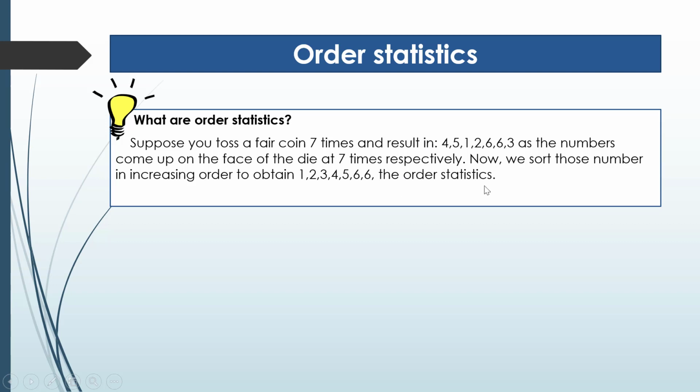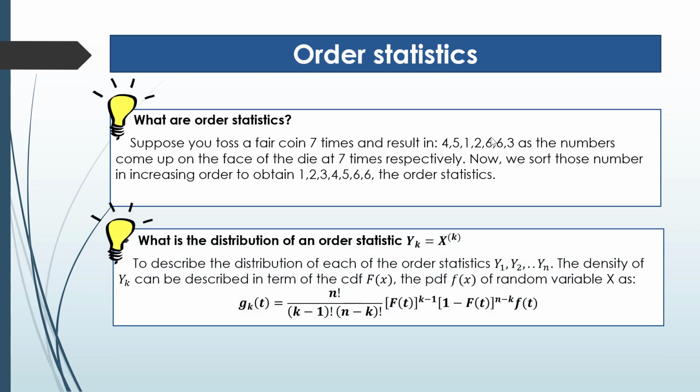One thing we notice here: y1 is basically the minimum and y7 is the maximum of this sequence. We have learned how to find the minimum and the maximum. What about the number in the middle? So now what is the distribution of an order statistic yk, that means the number at the k position in the increasing order set of numbers? The minimum and the maximum are easy. We have learned how to find them.